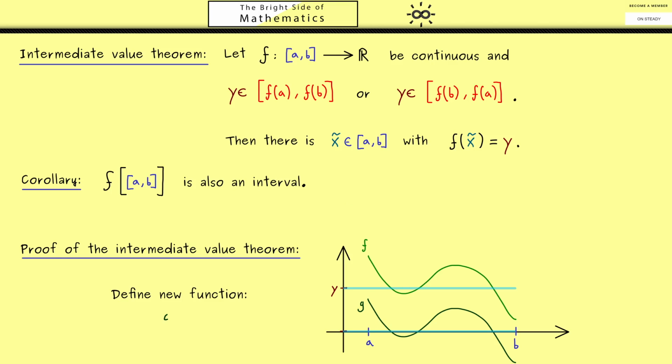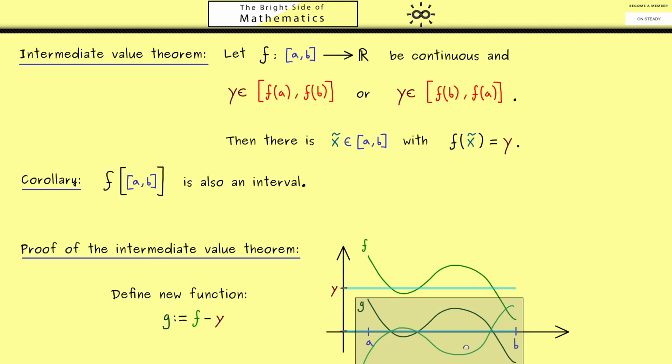We simply define a new function g. And this is simply f minus the value y. Now, the next normalization we could do is that it would be nice if the value at the right is larger than the value on the left.